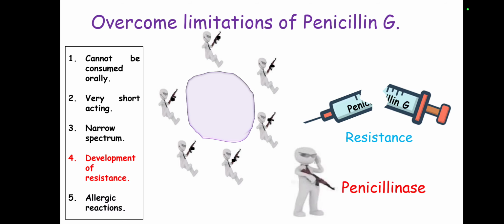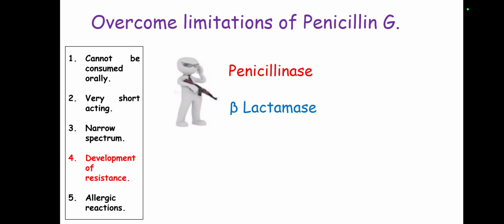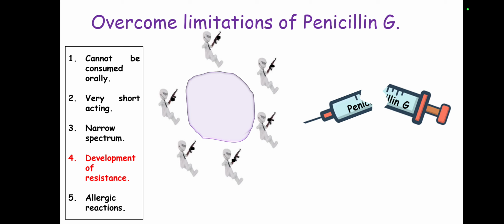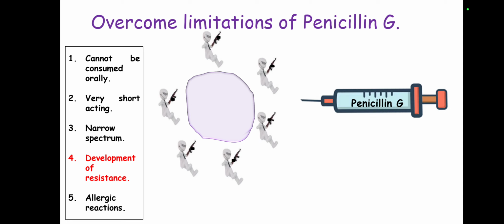Now penicillinase can also be called beta lactamase, because penicillin is one of the beta lactams. So penicillinase or beta lactamase are the enzymes produced by the bacteria, which break the penicillin. So the bacteria will become resistant to penicillins. So now we know that the bacteria has security guards. So if we send penicillin G, it will be killed. So what we did is, we gave these penicillins a bulletproof jacket.